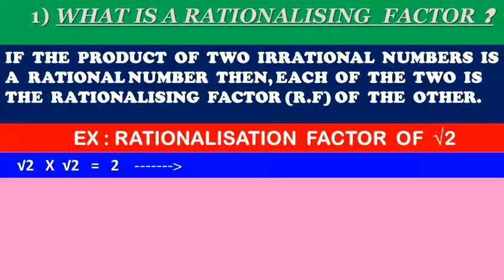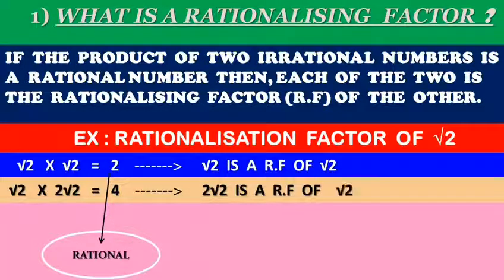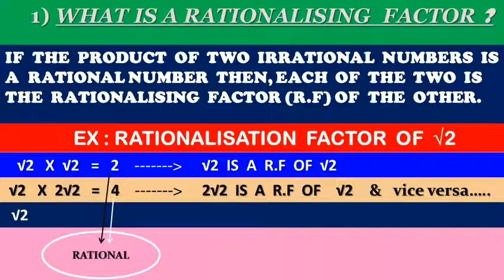Let us see this with an example, the rationalizing factor of root 2. Root 2 into root 2 is equal to 2. As 2 is a rational number, root 2 is a rationalizing factor of root 2 by definition. Root 2 into 2 root 2 is equal to 4, which implies 2 root 2 is a rationalizing factor of root 2 as 4 is a rational number. And similarly, root 2 into 3 root 2 is equal to 6, which gives 3 root 2 is a rationalizing factor of root 2. Why? Because 6 is a rational number.